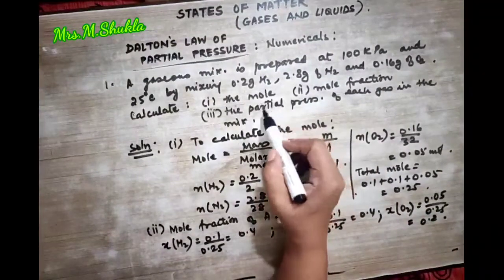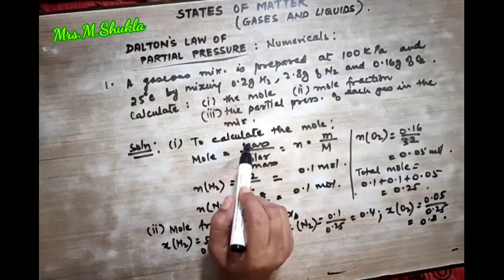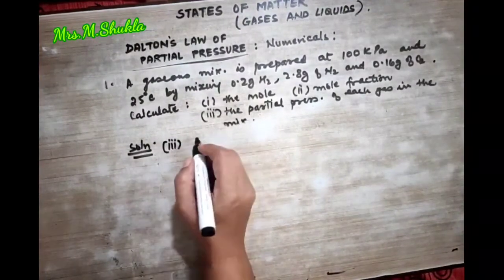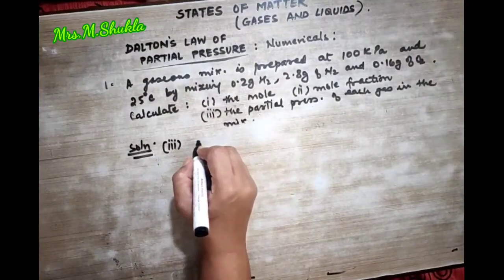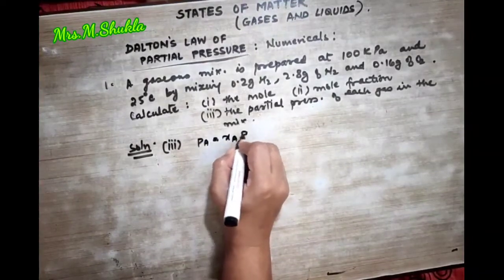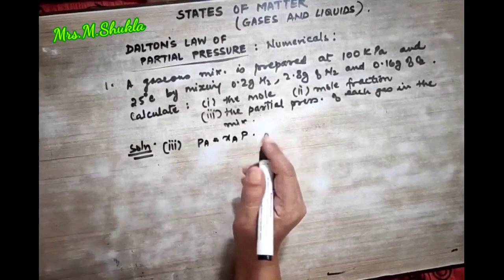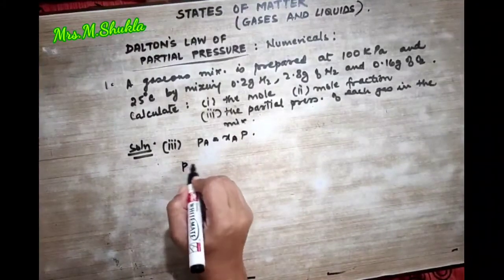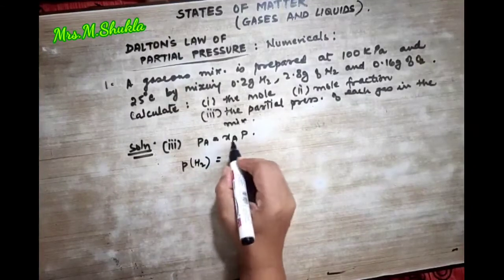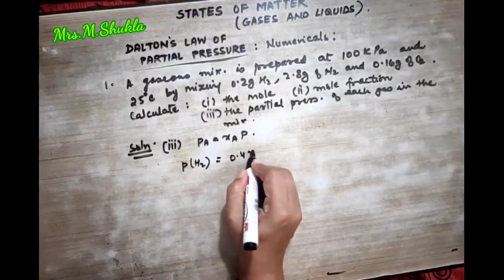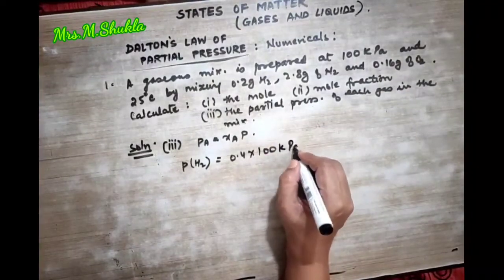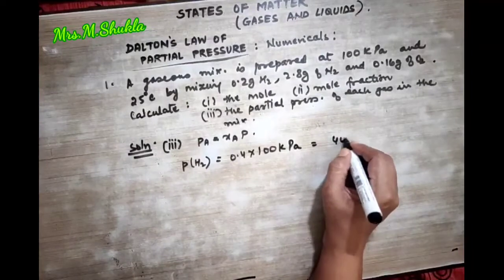Now let's find out the partial pressure of each gas. The third part is to find the partial pressure. Write down the formula: Pa is equal to mole fraction into P. So let's go ahead and find the partial pressure of hydrogen gas. This is equal to 0.4 into 100 kilopascal, which is given to us, that is 40.